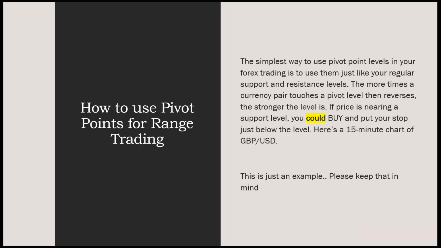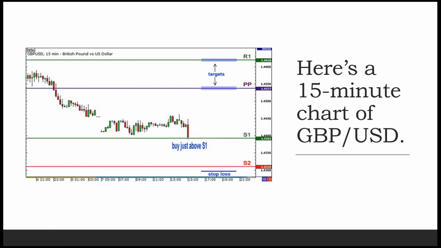So the simplest way to use pivot point levels in your trading is just like regular support and resistance levels. If price is nearing a support level, you could potentially buy or put your stop just below that level. So here's an example on a 15-minute chart of the pound.